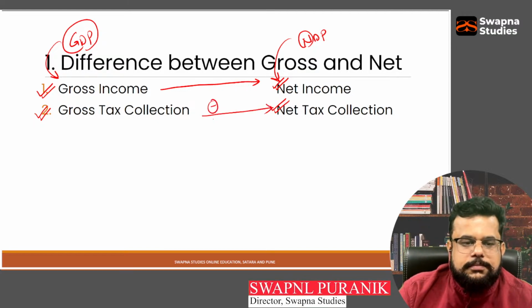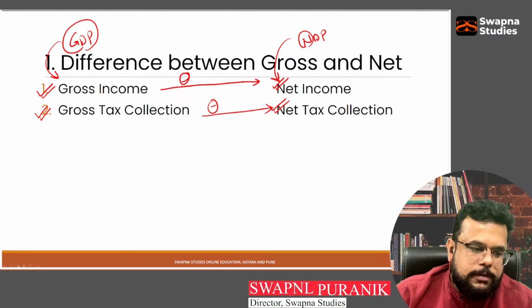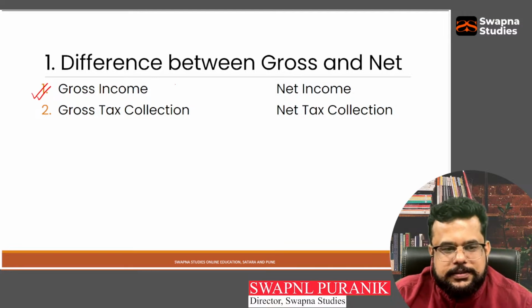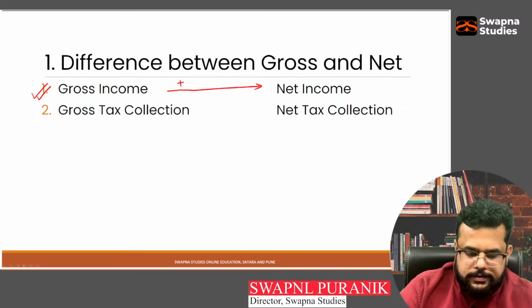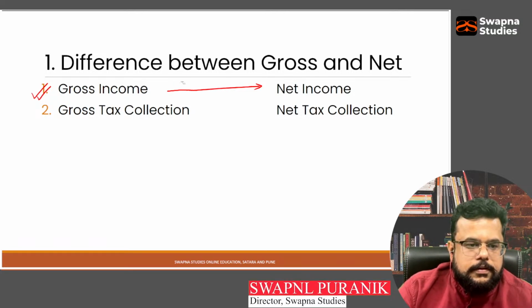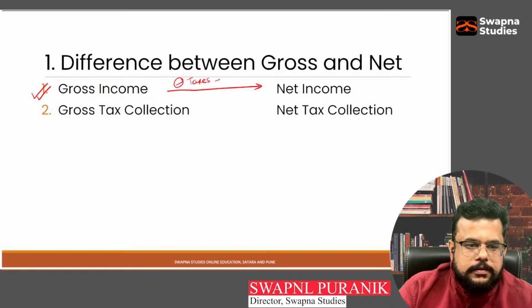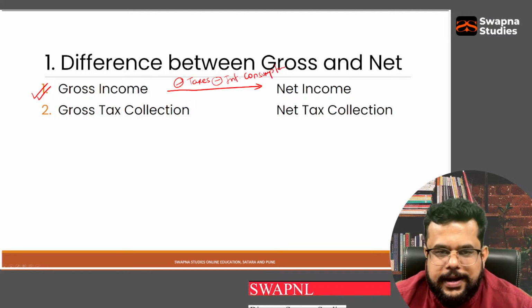If you reduce something from gross income, you get net. For example, in personal finance, take the gross income of a person, and if we reduce the taxes paid by him or the intermediate consumption, then we get the net income.